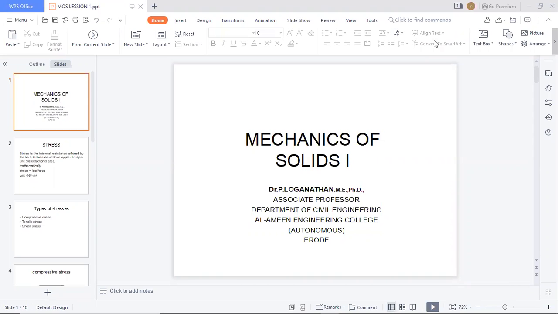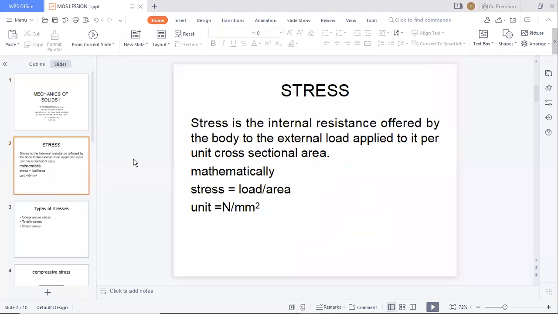So first, we have to visit the simple definitions. First, what is meant by stress? Stress is the internal resistance offered by the body to the external load applied to it per cross-sectional area.